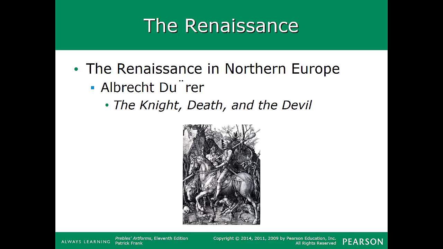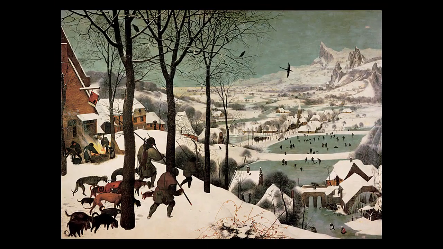Also from the Northern European Renaissance, Albrecht Dürer. And this is actually a different type of work. It's not a painting, The Night, Death, and the Devil. And this is an etching. If you can recall one of the chapters about printmaking, the method in which the artist uses a little bit of the nitric acid to produce lines, this is an example of that printmaking method. Very highly detailed.